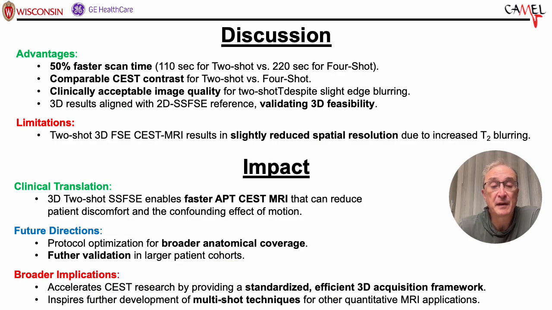So in discussion, we have 50% faster scan time with the two-shot FSE. We also have comparable CEST contrast and good image quality with the two-shot, despite some slight edge blurring. The 3D results align with the 2D results, validating that we can now do 3D FSE. So the 3D two-shot SSFSE enables faster APT-CEST on a GE scanner.